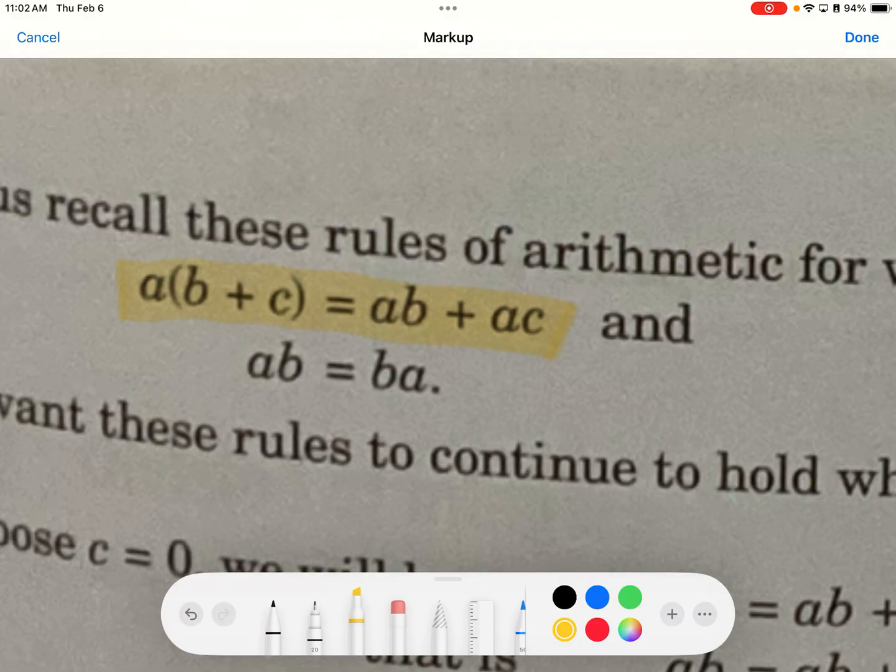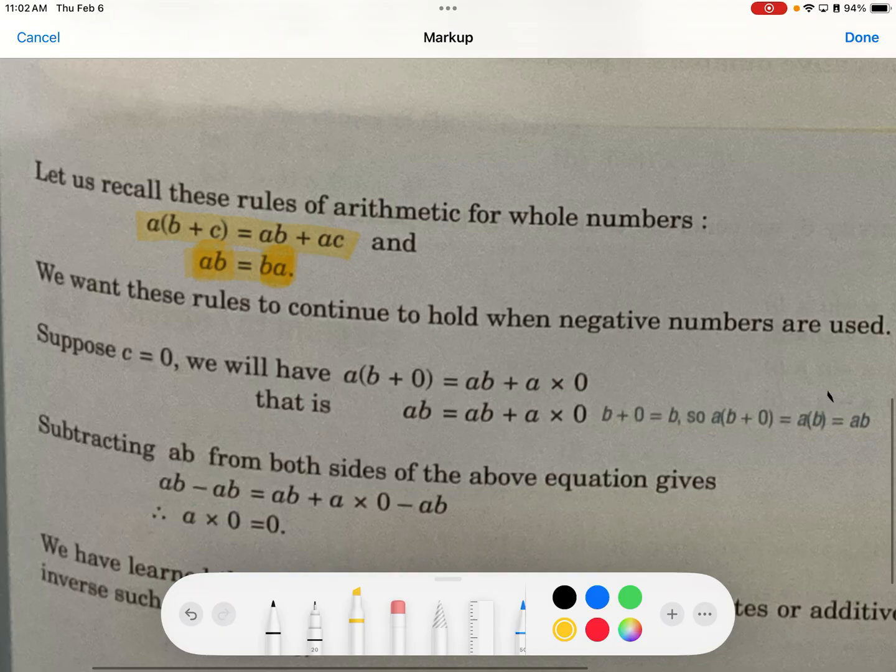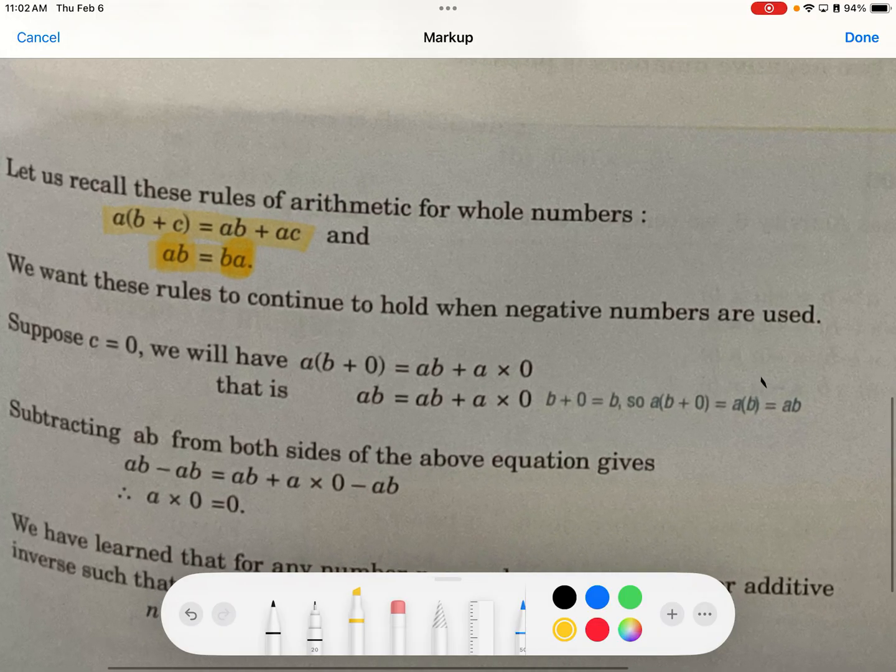Yes. Okay. Those are two separate things. Regardless of which way you multiply something, you're going to get the same answer. We want these rules to continue to hold when negative numbers are used.